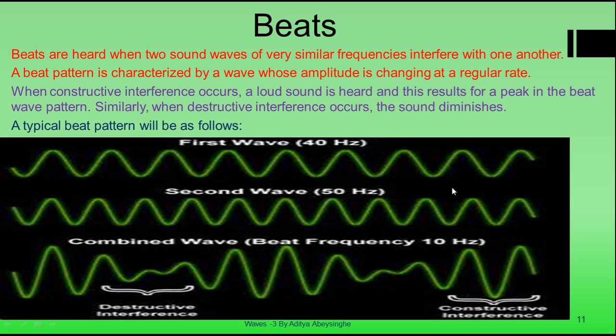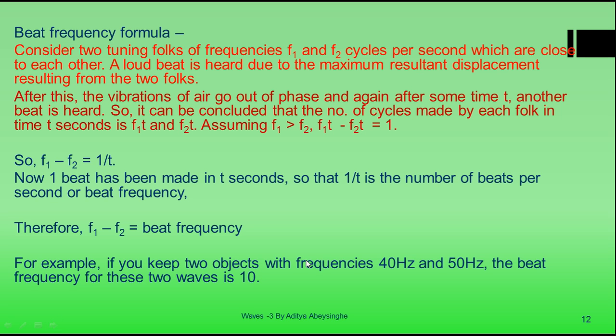So the beat pattern changes at a regular rate. As I mentioned, when a constructive interference occurs, a loud sound is heard, and this results in a peak in the beat wave pattern here. Similarly, when the destructive interference occurs, the sound wave diminishes and sometimes the sound can never be heard, right? So we can build up a beat frequency formula for this. Actually, I explained that in the case of tuning forks and resonance.